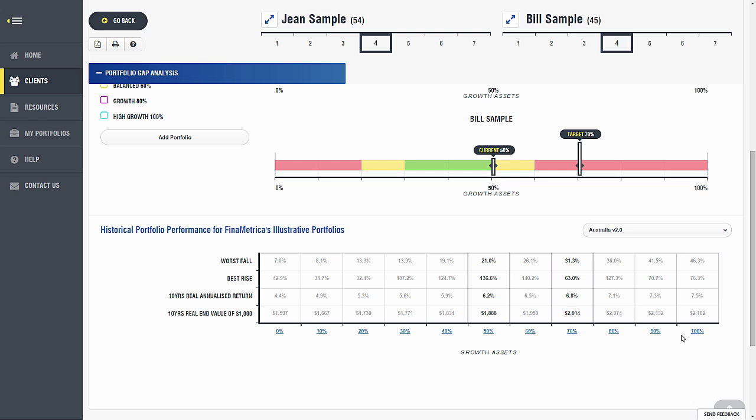At a glance, you can show Bill and Jean how a 50% growth asset portfolio would have performed over the last 40+ years against their return expectations and their downside discomfort. You can access the full risk and return report for each illustrative portfolio by clicking here.